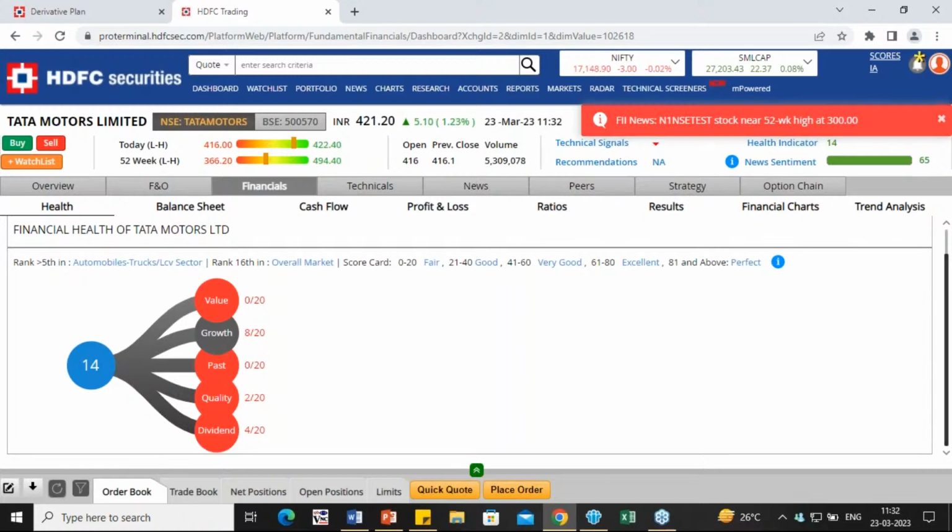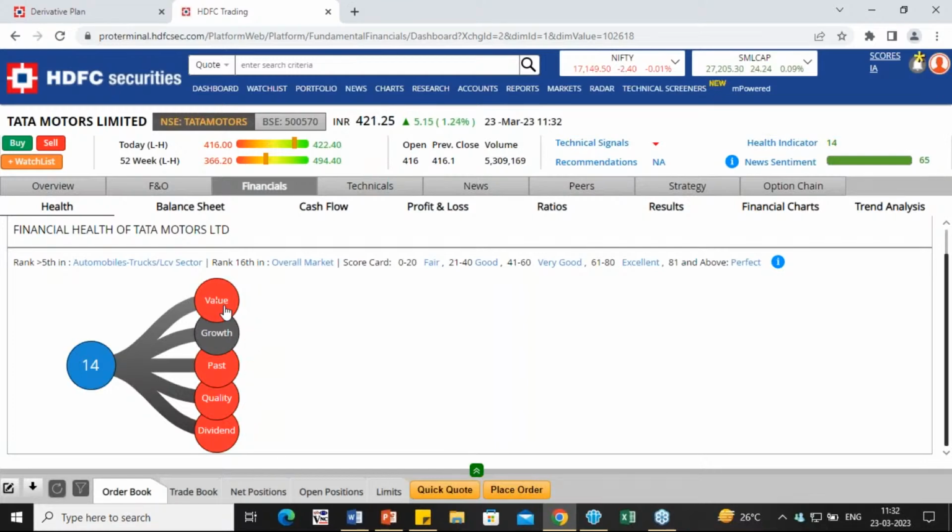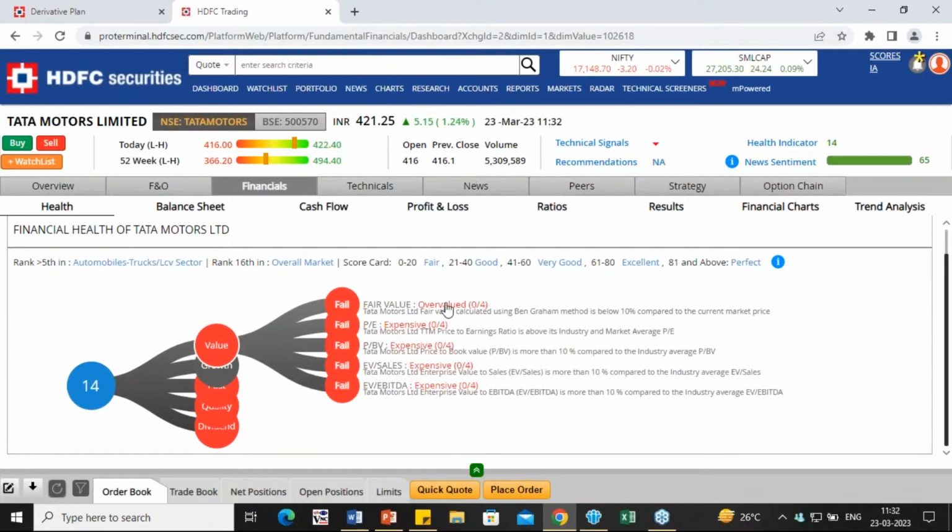In value, we have given 0 out of 20. This is Tata Motors Limited. Why are we giving the value 0 out of 20? If you click on the value, you will see the fair value is overvalued as of now. The P/E ratio is also expensive. The book value per price ratio is also expensive. We are not only telling you it is expensive or overvalued, we are also providing a description. Over here, the Tata Motors Limited fair value calculated using the Benjamin Graham method is below 10% compared to the current market price, right? So we are giving you the description here so it is easy to understand.